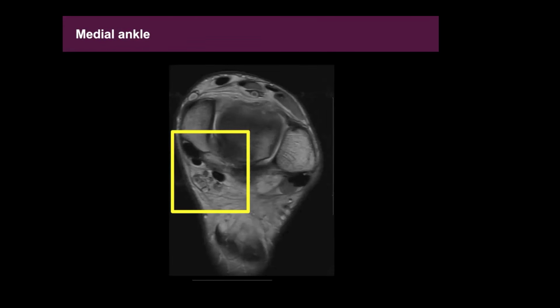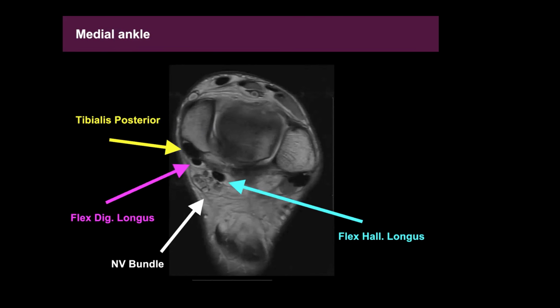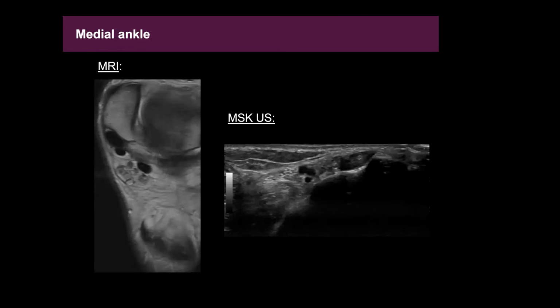And then briefly, just about the medial ankle. So a lot of structures in the medial ankle, right? Things like tibialis posterior, flexor digitorum longus, the neurovascular bundle, and the flexor hallucis. If you were to put your probe along the medial ankle, you could see all the structures that I've pointed out. The yellow arrow points to the tibialis posterior tendon. The pink arrow points to the flexor digitorum, neurovascular bundle denoted by that white arrow. And you can even see that deeper flexor hallucis longus tendon.